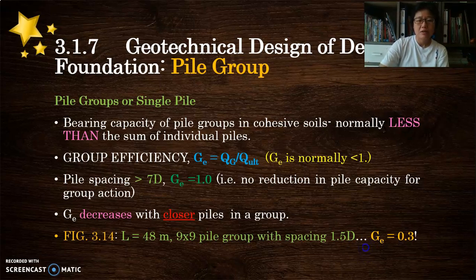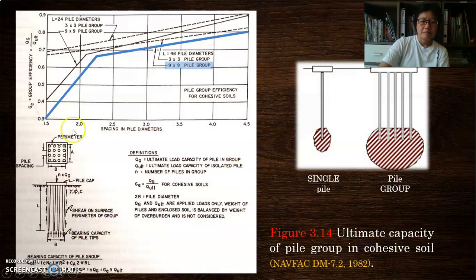Let's look at the chart here to illustrate this. Okay, remember we said if you are looking at a spacing of 1.5 times the diameter, your efficiency is actually just 0.3, 30% of what you are supposed to get. Alright, and when you increase the spacing, as you go down here, just look at the blue line, which is for a 9 by 9 pile group. So 9 by 9 meaning 9 on the x-axis and another 9 on the y-axis, right? A square formation. So as you go up, when you have 2 times the pile diameter, then you get about 0.55 efficiency. When you go up to about 2.2, 2.3, you get about 0.65.